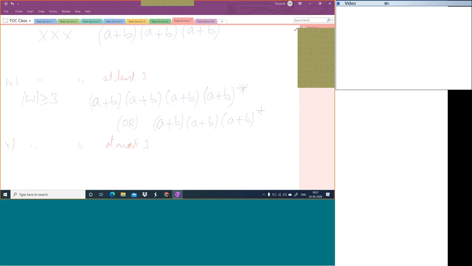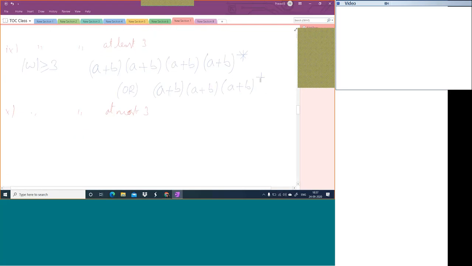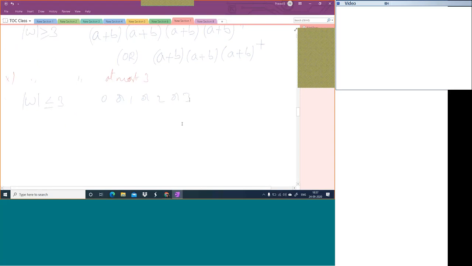Next, at most 3 means the length maximum 3. The length can be 0, length can be 1, length can be 2, length can be 3. So length 0 or length 1 or length 2 or length 3. That is length 0. That is epsilon. Length 1. This is for length 1.